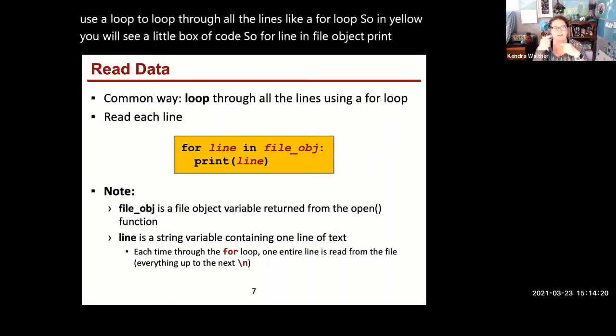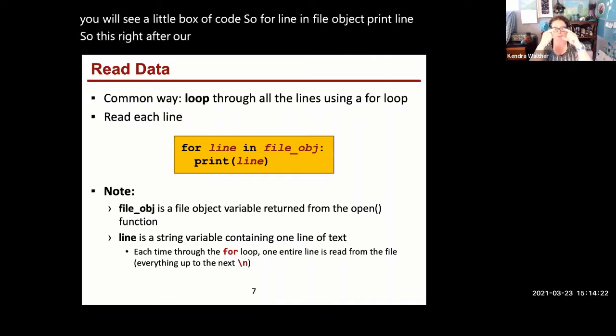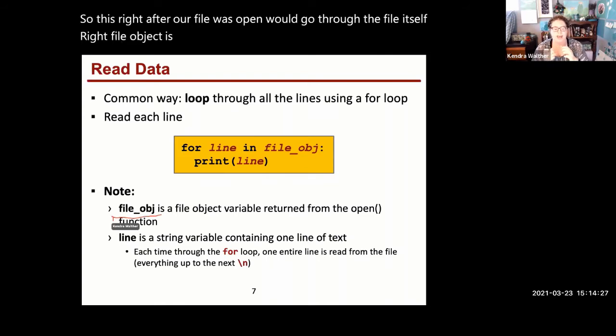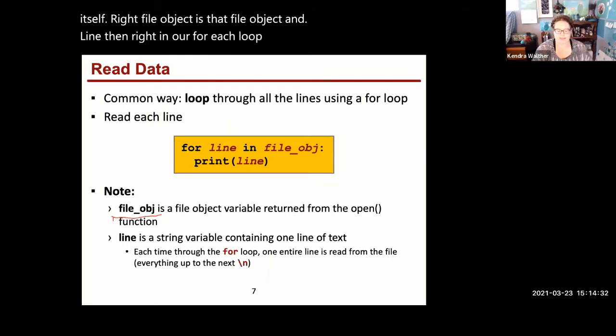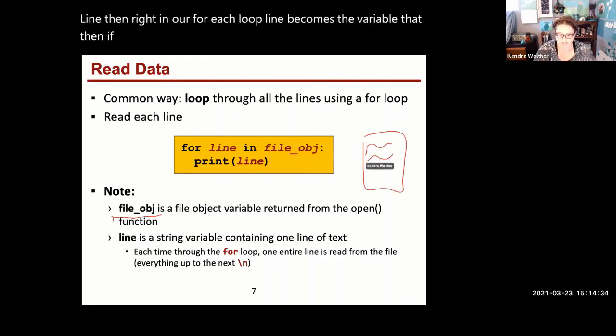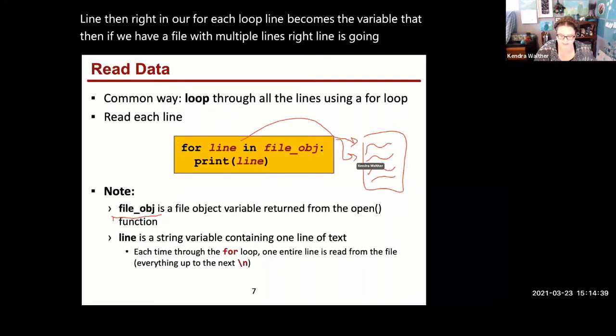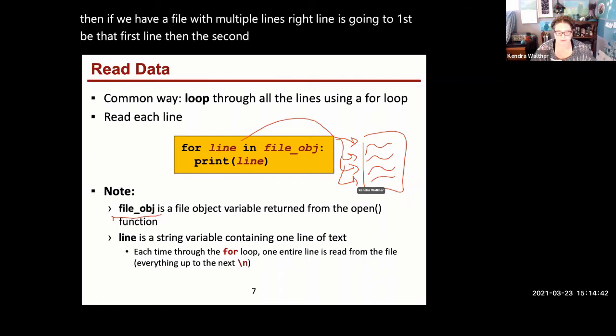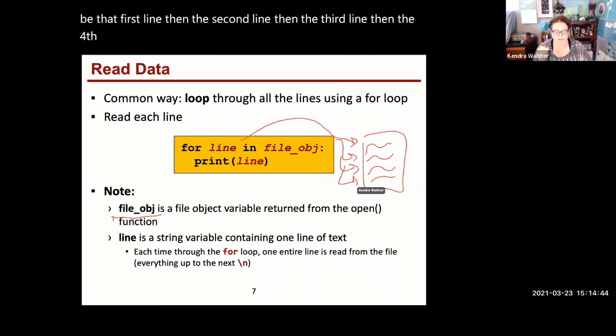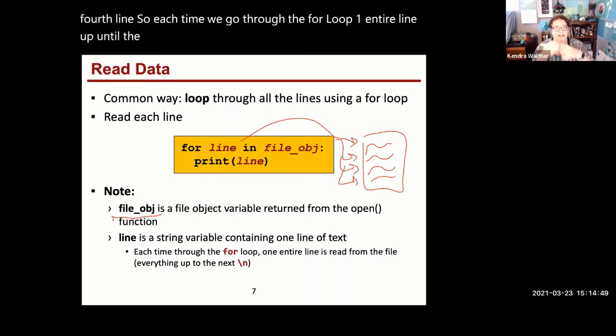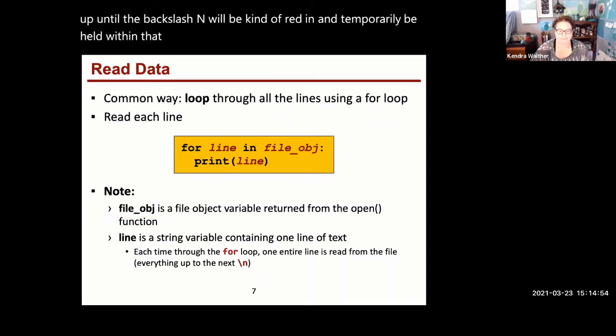After our file was open, this would go through the file itself. File_object is that file object. And line then, in our for each loop, becomes the variable. If we have a file with multiple lines, line is going to first be that first line, then the second line, then the third line, then the fourth line. Each time we go through the for loop, one entire line up until the \n will be read in and temporarily be held within that line variable.